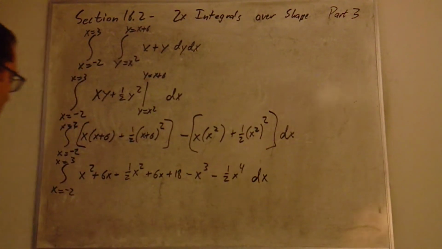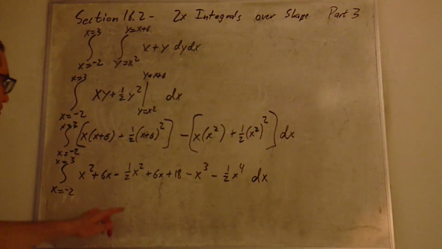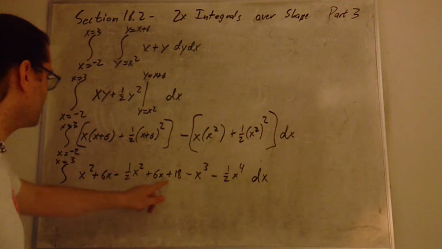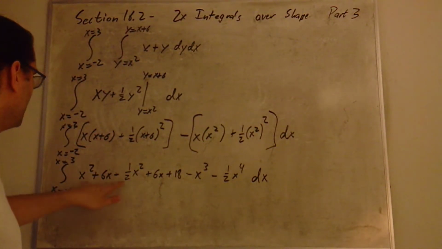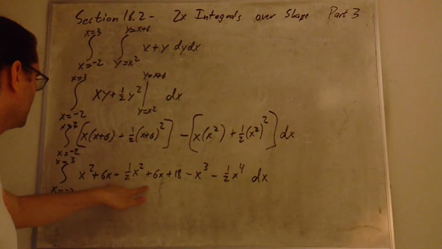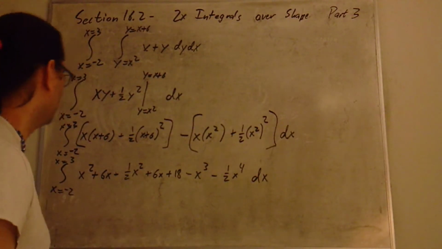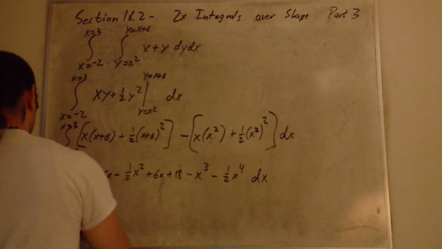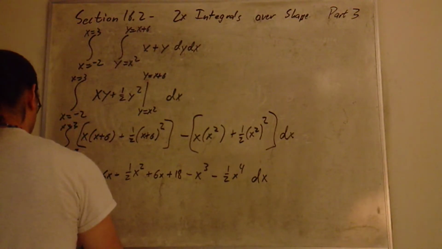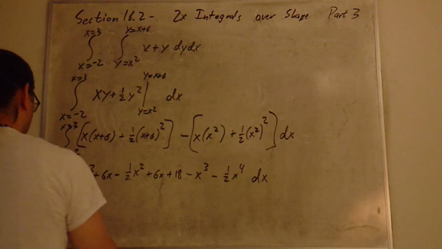Can I combine any like terms? I got x to the 4th, x cubed, x squared. Yeah, I got some x squareds here. And I got a couple x's here. Yeah, we can combine these things. X equals -2 to x equals 3.